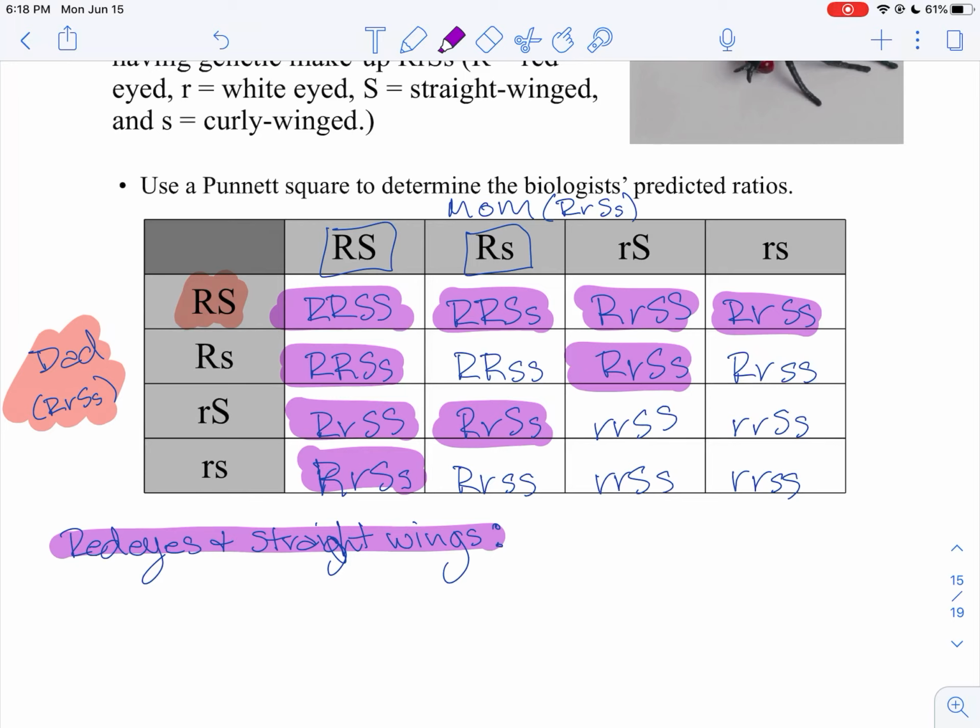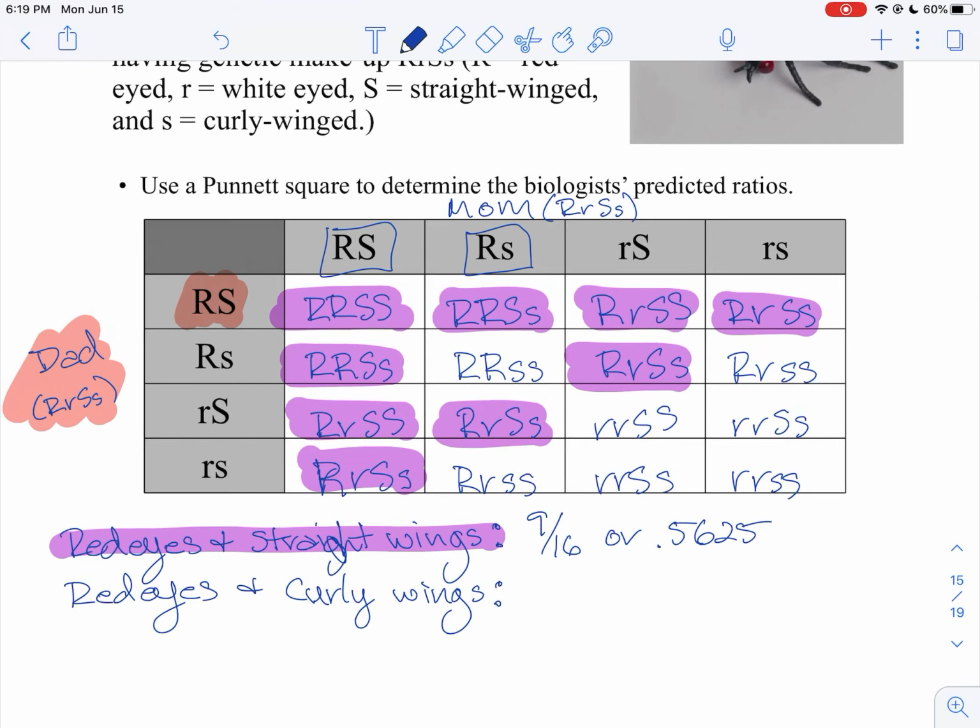Yep. Okay, so we've got 1, 2, 3, 4, 5, 6, 7, 8, 9. Happened 9 times out of how many squares total? 16, right? So we could leave it as a fraction, or we could say 9 out of 16 is 0.5625. It doesn't matter which way you write it. Then let's go with red eyes but curly wings. I don't know how they fly if their wings are curly, but maybe that means something I don't understand in biology. Okay, and let's make these, how about green? So red eyes and curly wings.